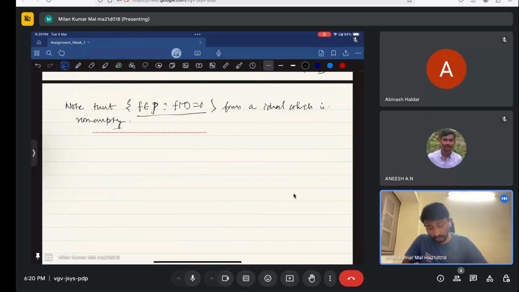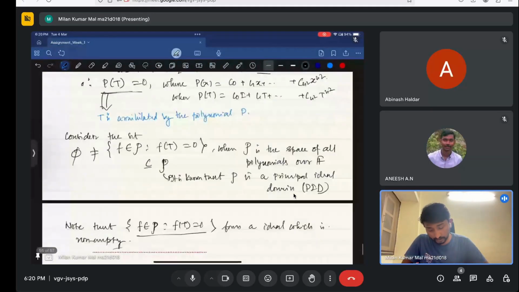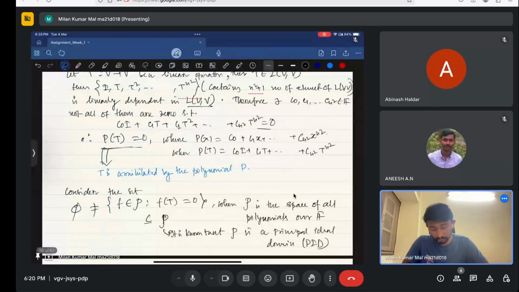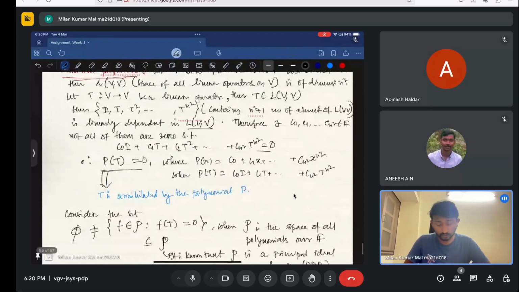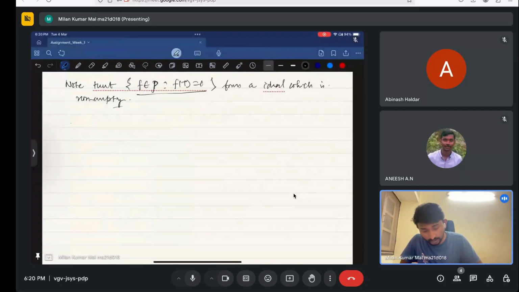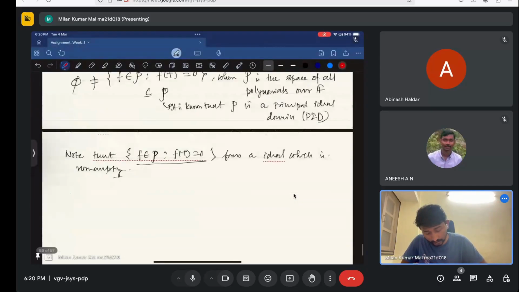So it's better to ask the question some different way. So what we are seeing here is that P is a polynomial for which P(T) equals 0. So one may ask, does there exist, so one may ask the question.